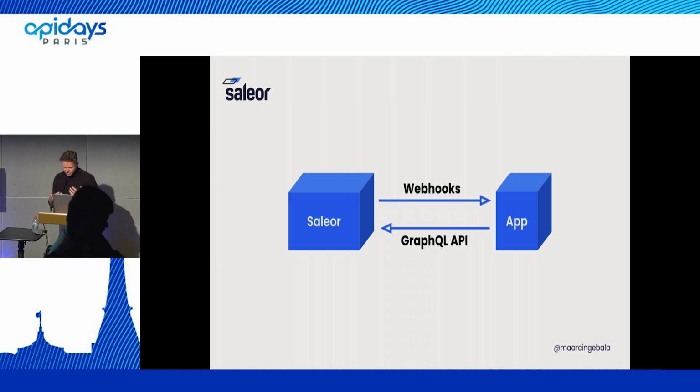And if they want to fetch some data from Sailor, they can just use our GraphQL API. And if they want to get notified about events that happen in Sailor, for example, when a new order is placed, they can listen to our webhooks. So we have two-way communication. That's pretty standard. That's what a lot of systems do on the internet.